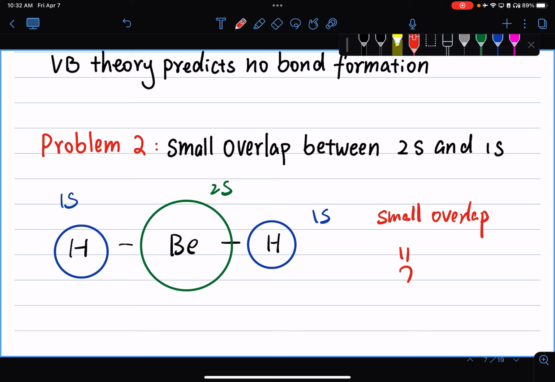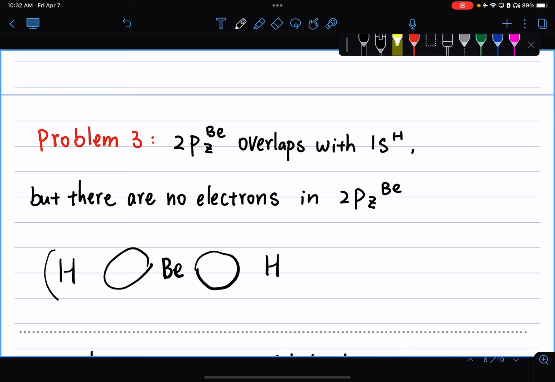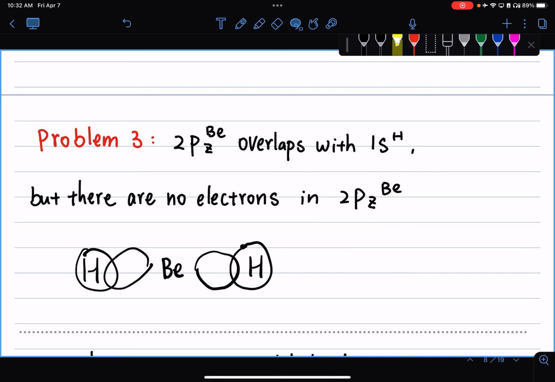To make things worse, one can think about the 2pz atomic orbital of beryllium that can potentially overlap with both of the 1s atomic orbitals. So if you think about it, the beryllium 2pz can interact with 1s of hydrogen pretty nicely. It's pointing directly towards it. But then the problem here is the beryllium 2pz doesn't have any electron. So using pure valence bond theory, it's just not gonna work.